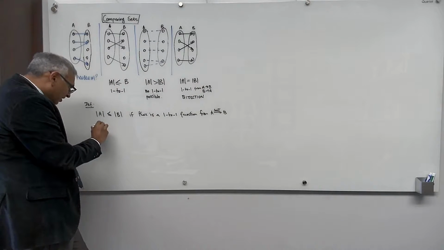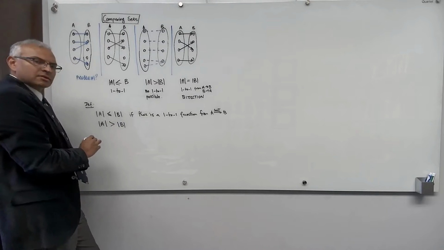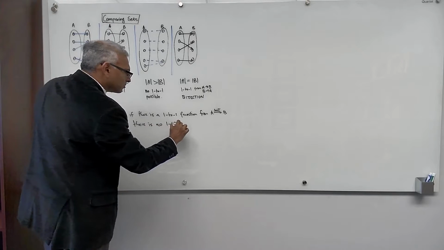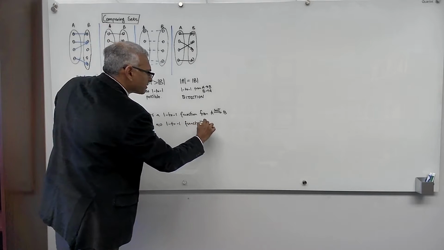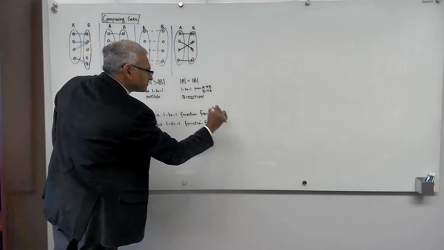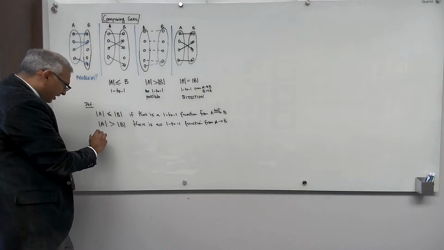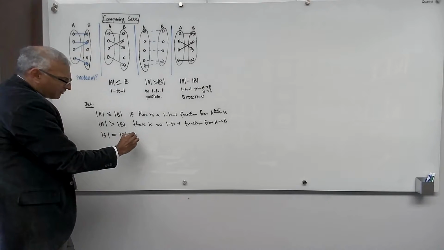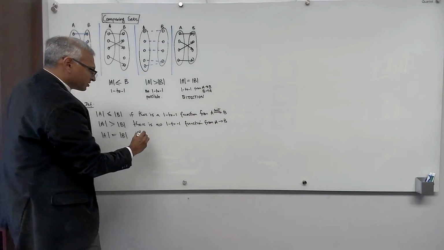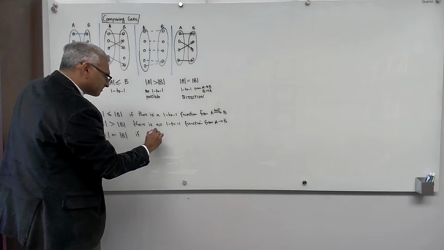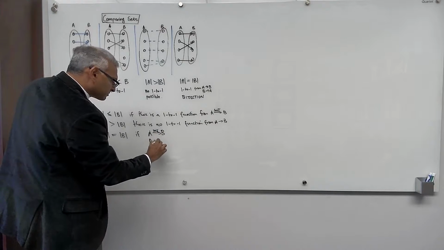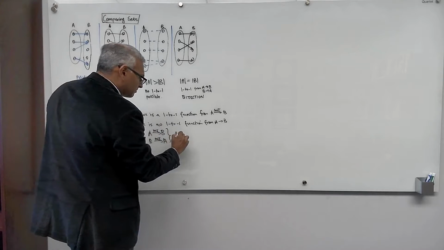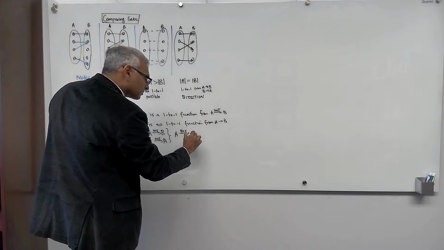If the size of A is greater than the size of B, that means there is no 1-to-1 function from A to B. And we see that the size of A is equal to the size of B if there's a 1-to-1 function from A to B, so A injectively maps to B, and B injectively maps to A. Together, this means that A bijectively maps to B.